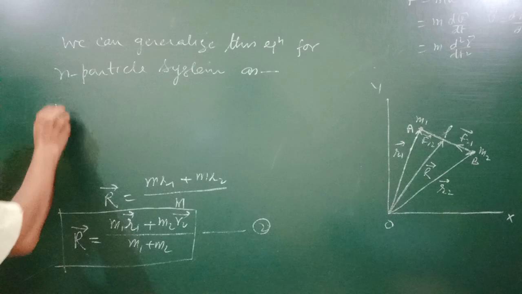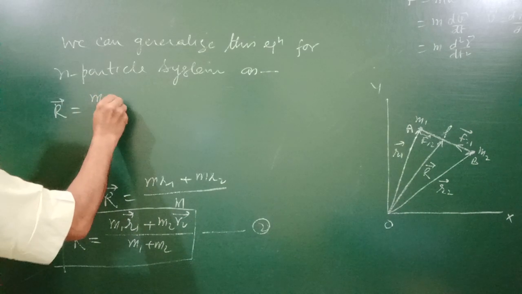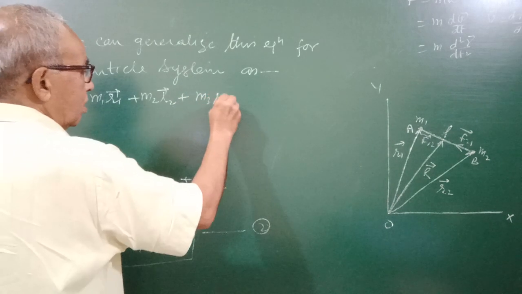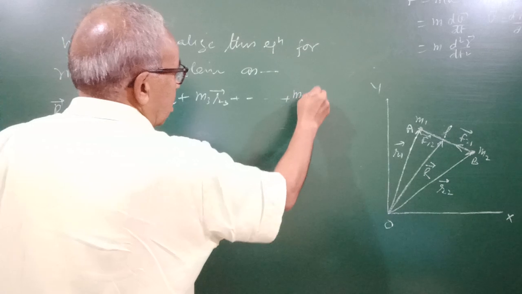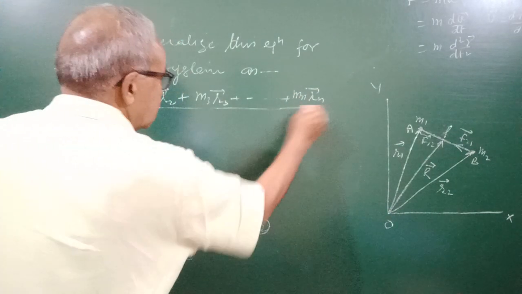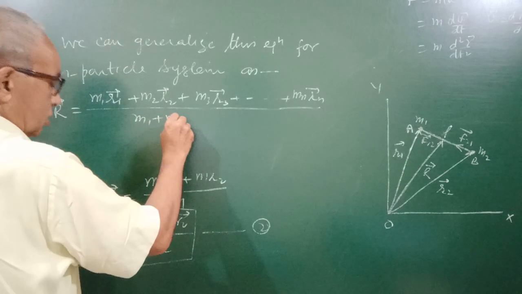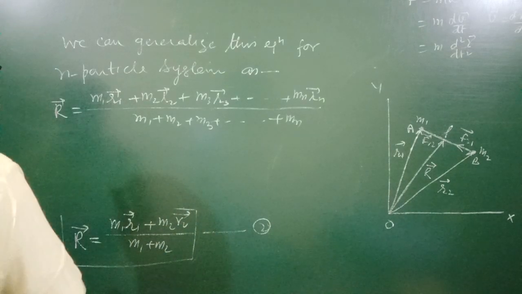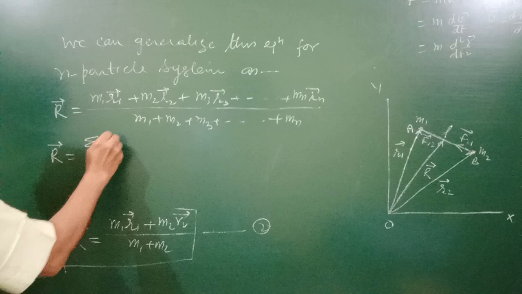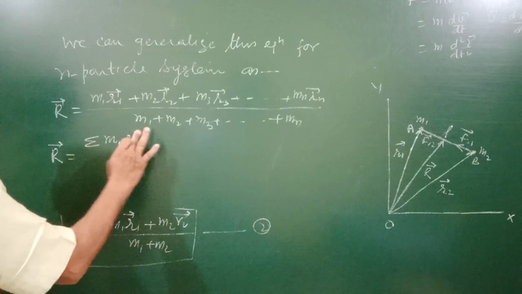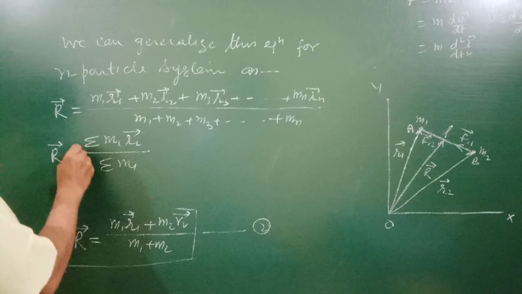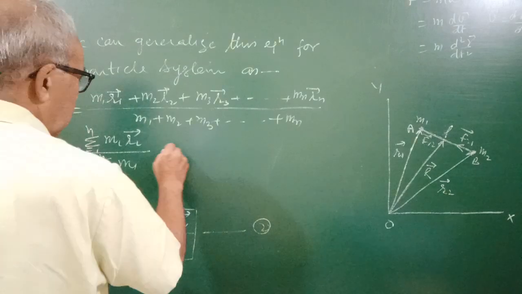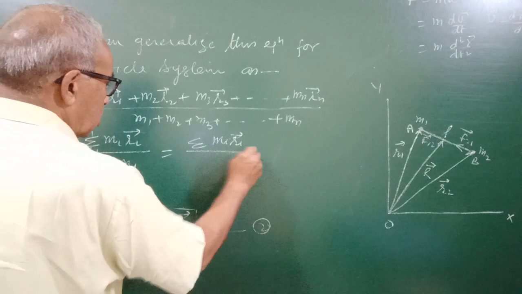The vector R equals m1 r1 plus m2 r2 plus m3 r3 and so on to mn rn upon m1 plus m2 plus m3 plus so on plus mn, which we can write as the vector R equals summation mi ri upon summation mi, i equal to 1 to n. Sometimes we don't write it, and we write simply R equals summation mi ri upon summation mi.